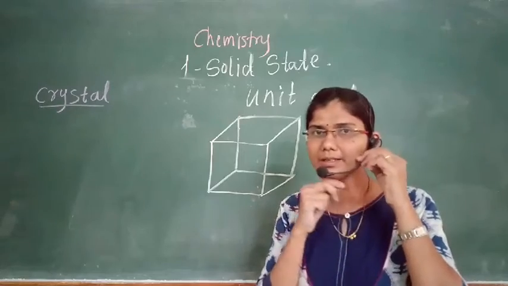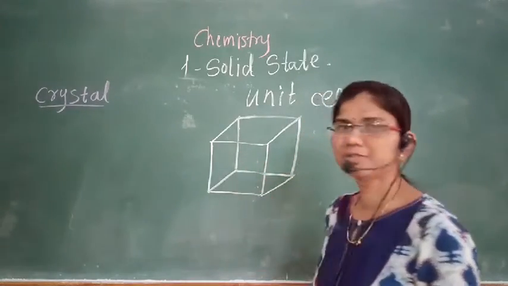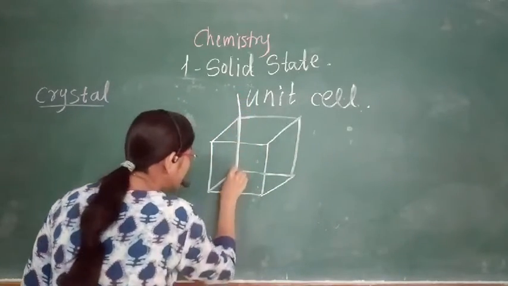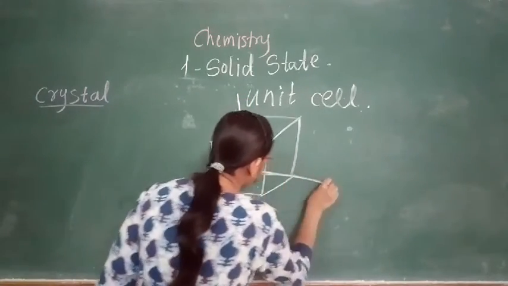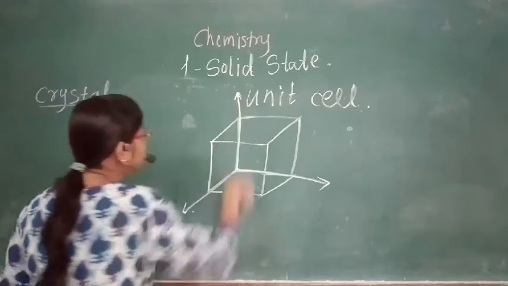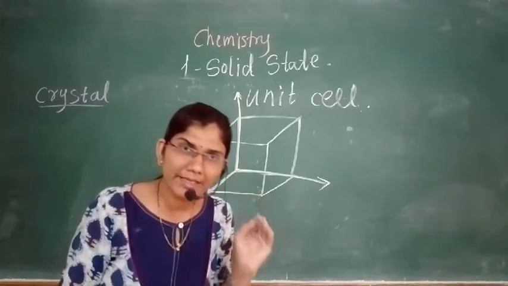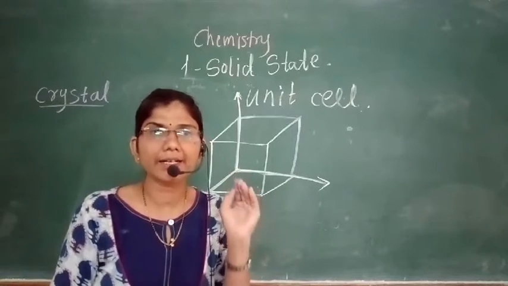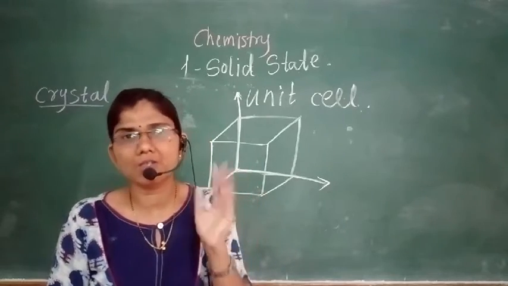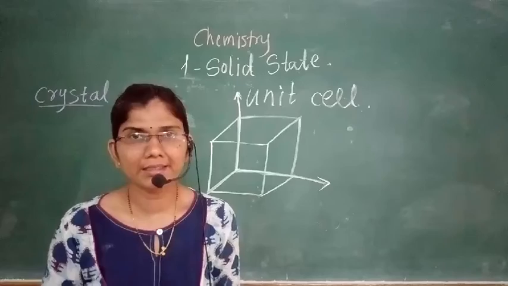So here, this is one of the unit cells. This is the 3-dimensional structure. Suppose this is the X, Y and Z axis. What is the unit cell? How can we define the unit cell? It is the smallest structural repeating unit of a crystalline solid in a 3-dimensional manner.